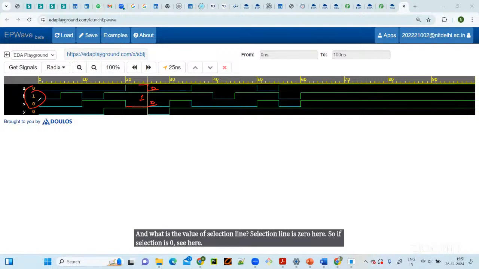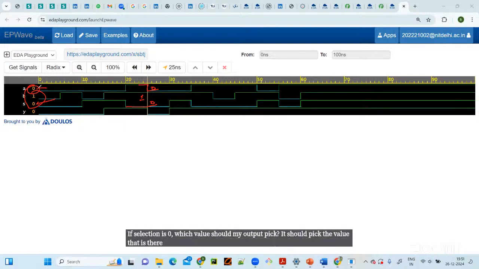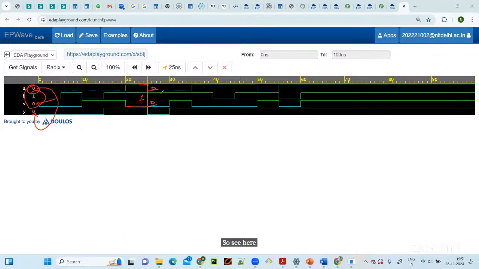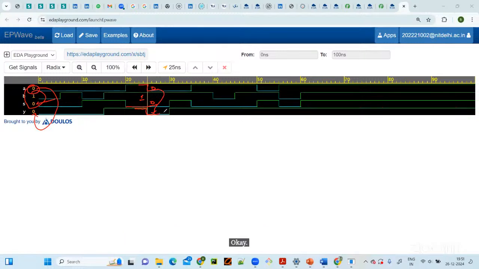If selection is 0, which value should my output pick? It should pick the value that is there in A. In A, what is there? 0. Is the 0 propagated to output or not? Yes. So see here, 0 is there and the same 0 is propagated to the output. That's what we can see here. My output is changing from 1 to 0. Okay. This is how you have to verify your waveform.